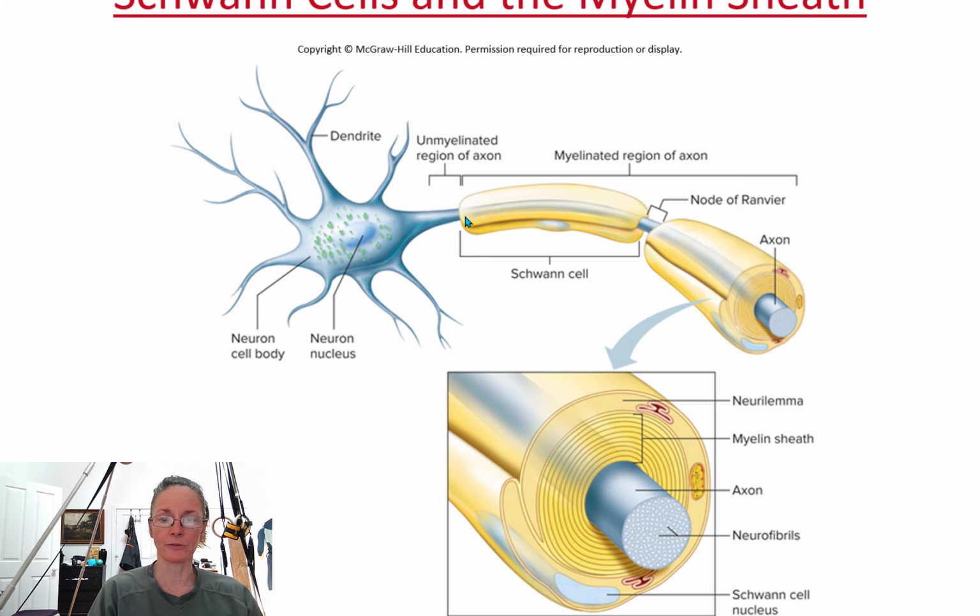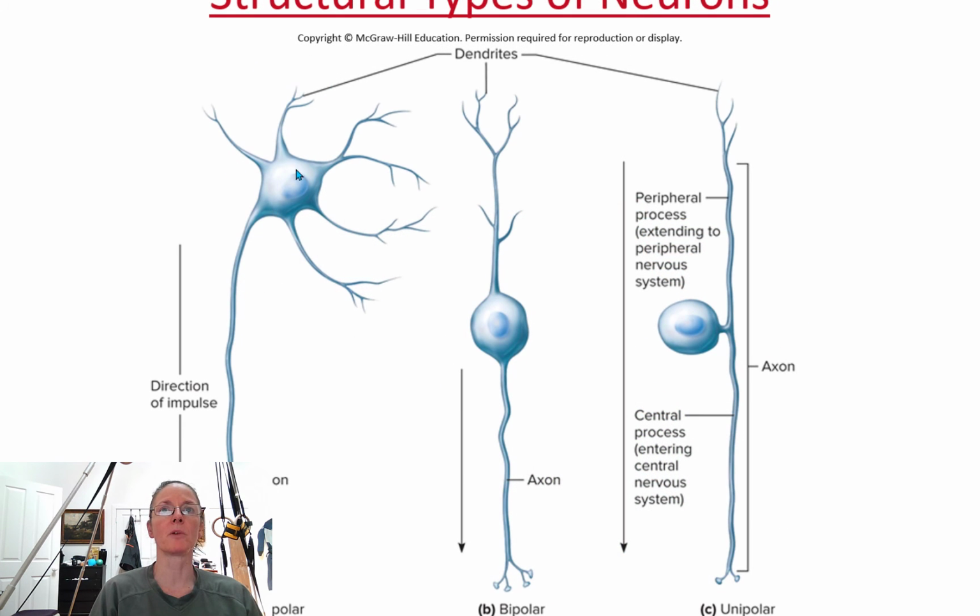Now, if we look at some other cell types, here's our multipolar cell. Here we have what we call a bipolar cell, which has one dendrite and one axon, and the cell body in between.